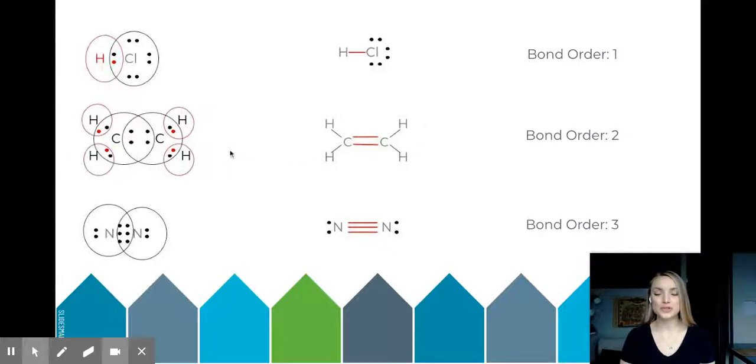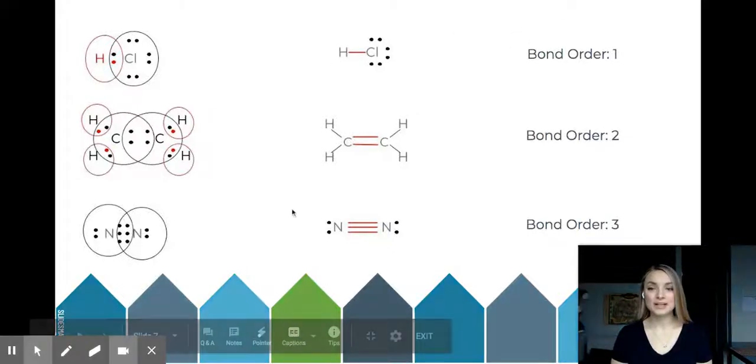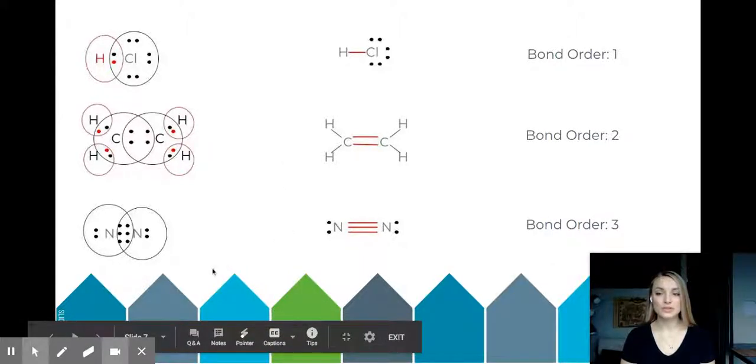Here we've got C2H4, and C2H4 has a double bond, which is a bond order of 2 between the 2 carbons, and then 1, 2, 3, 4 single bonds with hydrogens. So its Lewis symbol will look like this, with carbon 2 bonds, double bonded, and then 1, 2, 3, 4 single bonds with the surrounding hydrogens. And again, it has a bond order of 2 as compared to the bond order of 1 in our hydrogen and chlorine single bond. Finally, we've got N2, our 2 nitrogens that are sharing 3 electron pairs.